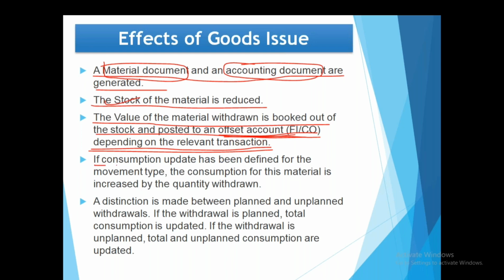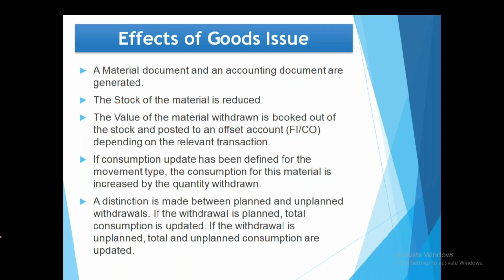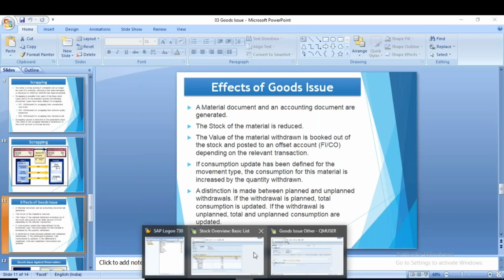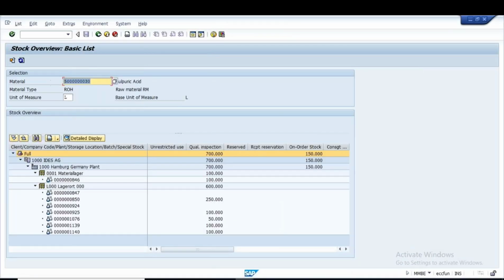Now, if consumption update has been defined for the movement type, the consumption for this material is increased by the quantity withdrawn. Goods issue means you are consuming the stock. So whenever you do the consumption, if for that particular movement type the consumption update has been defined, then consumption data will get increased in the system for that material. I'll show you where you can see the consumption data.